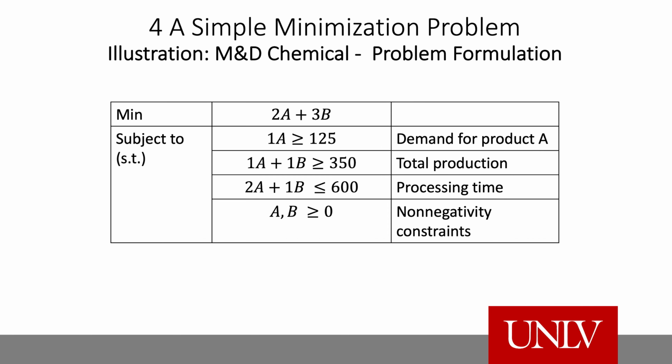In addition, there's a processing time limitation of 600 hours. And since the processing time for A is 2 hours and the processing time for B is 1 hour, that means 2A plus 1B has to be less than or equal to 600. And finally, don't forget about non-negativity constraints as well as the integral constraints.